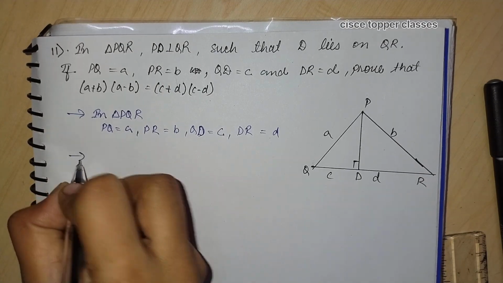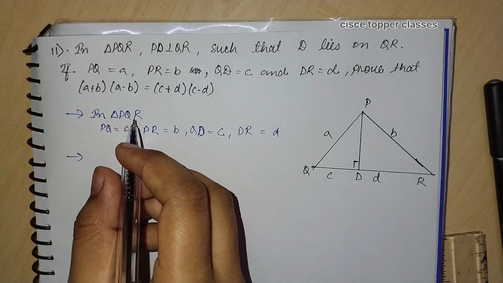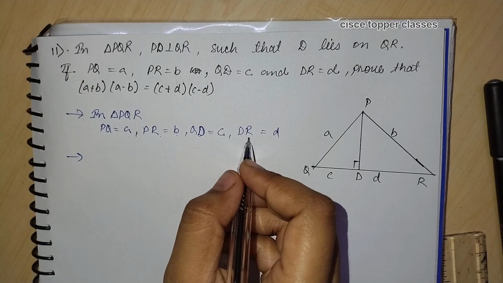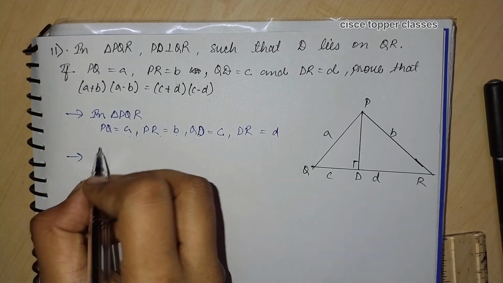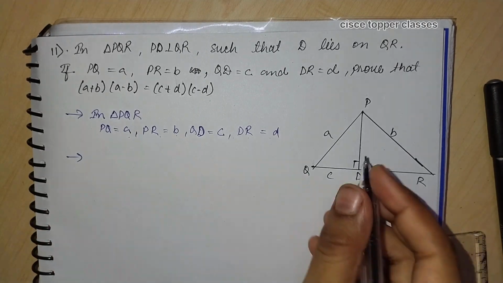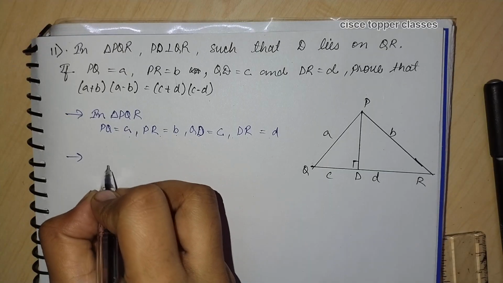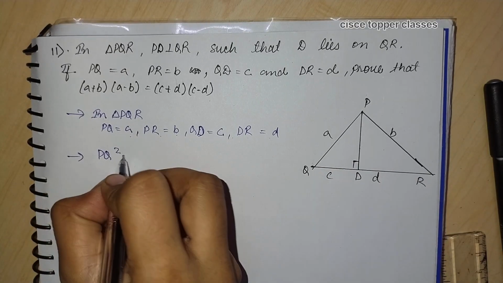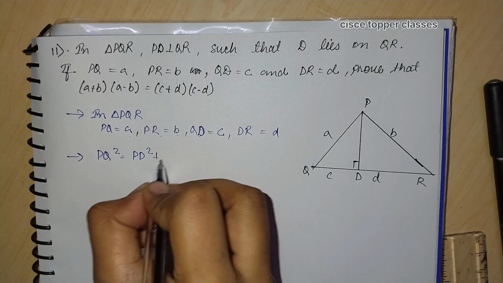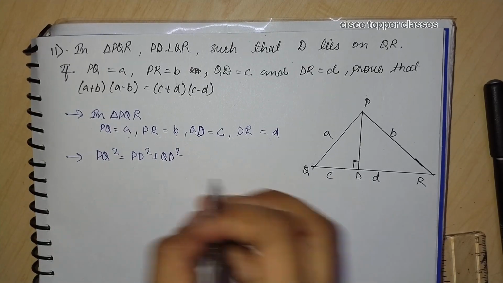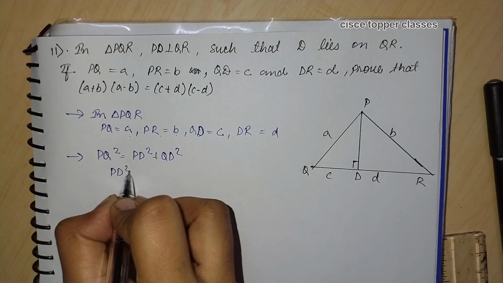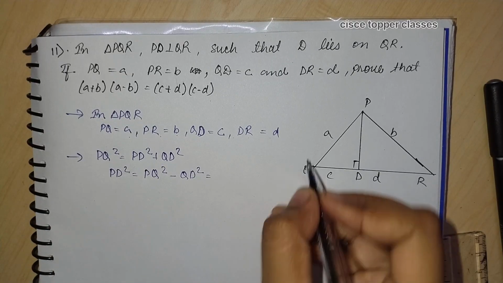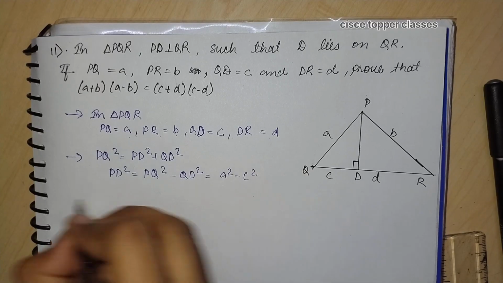Simply we will take the triangle here. In triangle PQR we have PQ as a, PR as b, QD as c, and DR as d. Because PD is perpendicular to QR, in triangle PQD we have PQ square is equal to PD square plus QD square. From here we have PD square is equal to PQ square minus QD square, that is equal to a square minus c square.